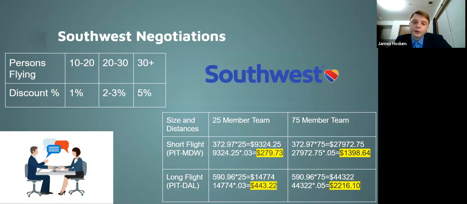Down in the corner there, there's a breakdown of what it would look like for a 25 member team and a 75 member team. The ticket prices are in short and long flights, depending on whether they are going to a far distance or a short distance. And the round ticket price for short distance from Pittsburgh to Chicago is $372.97. We multiplied that by the 25 member team to get $9,324.25. And we multiplied that by our 3% discount to get a savings of $279.73.